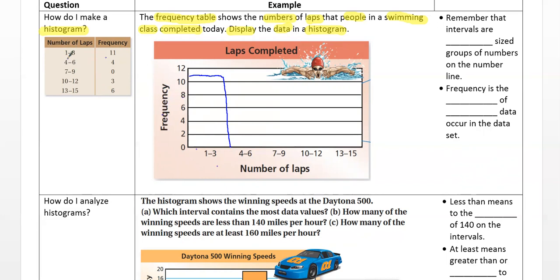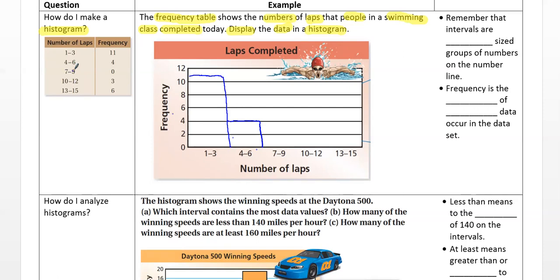The next interval is 4 to 6. Now you notice it's the same range of numbers. 1, 2, 3 includes 3 different possible numbers of laps. 4, 5, 6, 3 different possible numbers of laps. But this frequency, or the number of people who swam either 4, 5, or 6 laps, is 4. So we're going to put a bar like that.